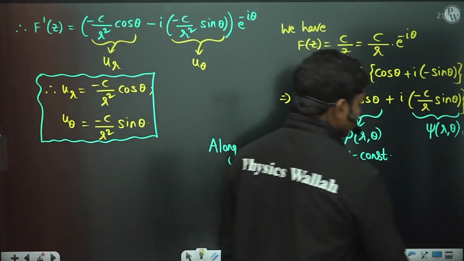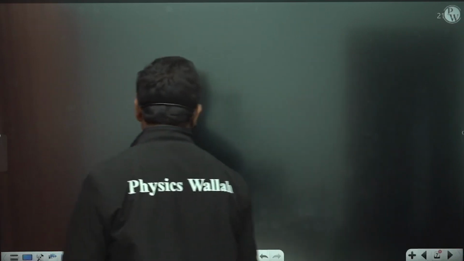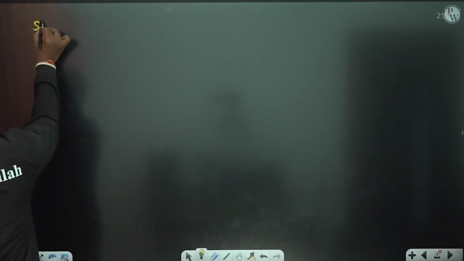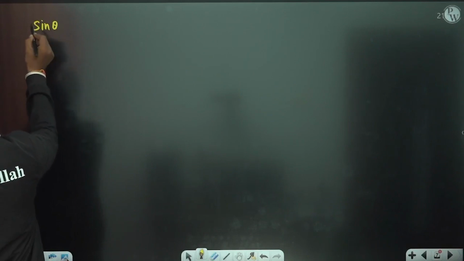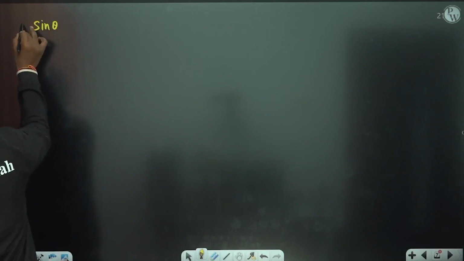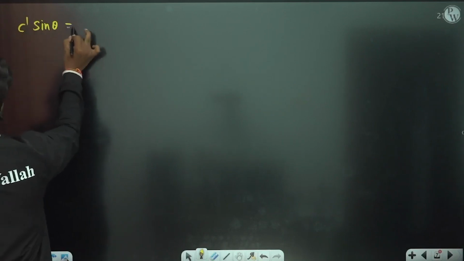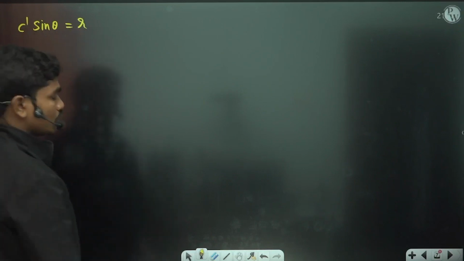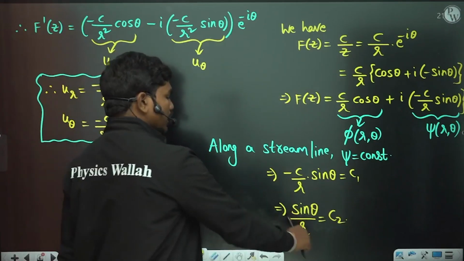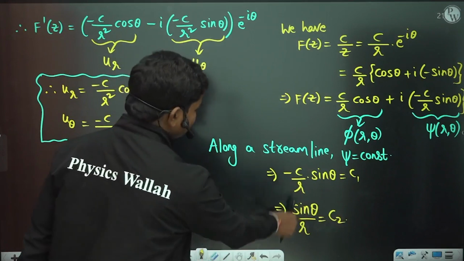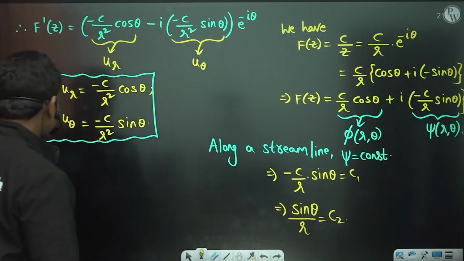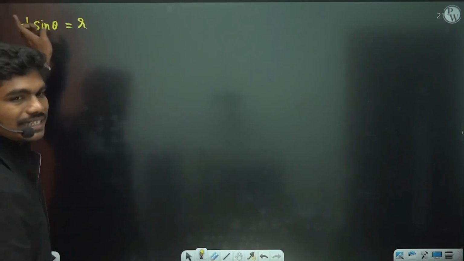Look, this actually represents a circle. Okay, why? I'll show you. Sin theta by r is equal to constant. So let us write that c2, if we shift here, some constant c dash, for example, is equal to r. Okay, so this is what you have. If you shift this r here and c2 here, this 1 by c2 is some arbitrary constant. So that we are writing as c dash, for example.